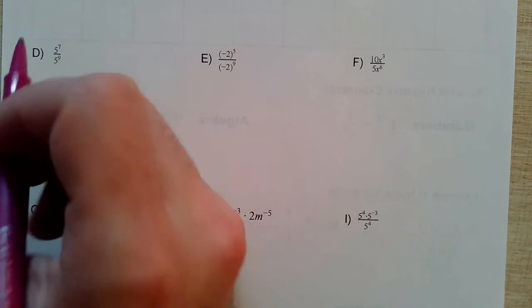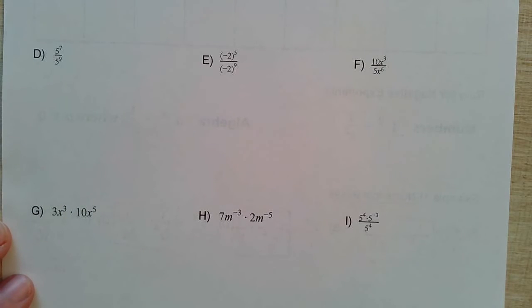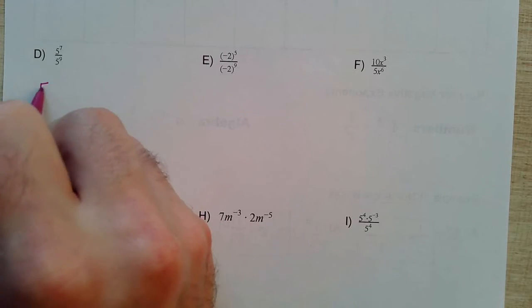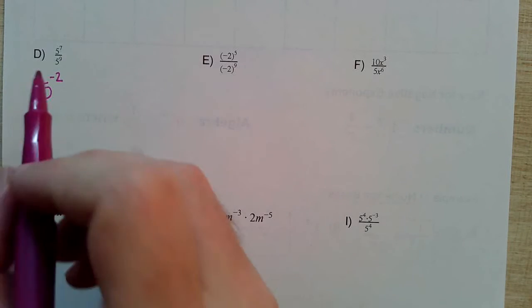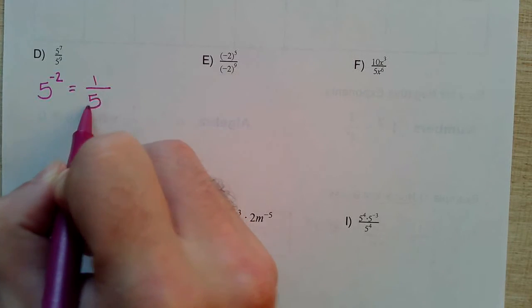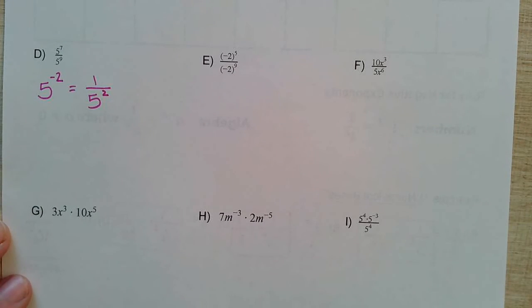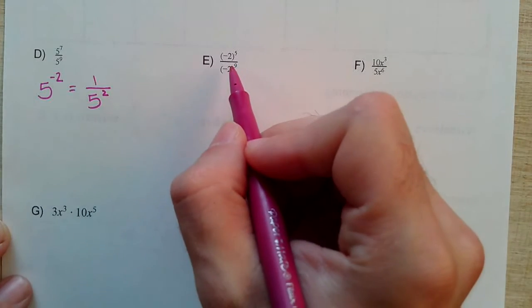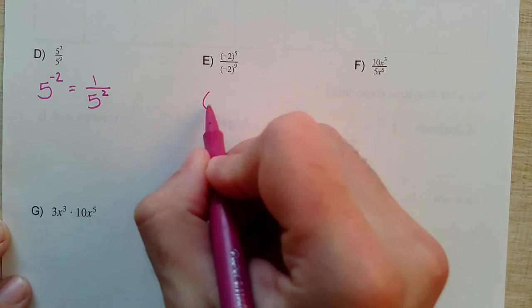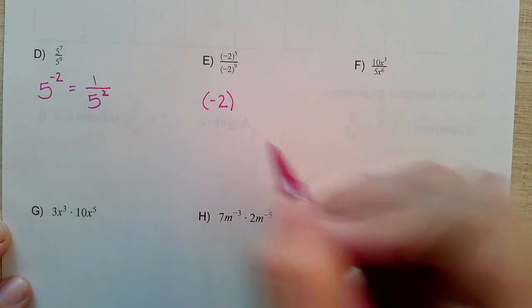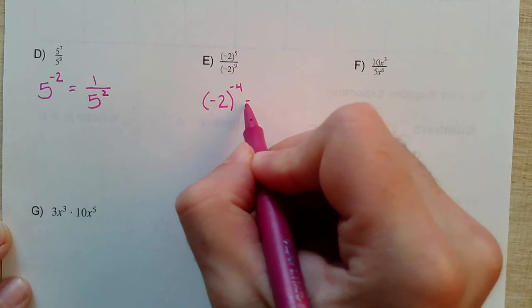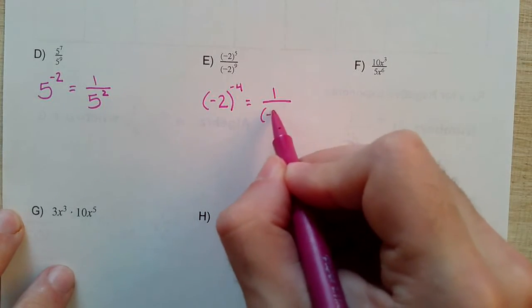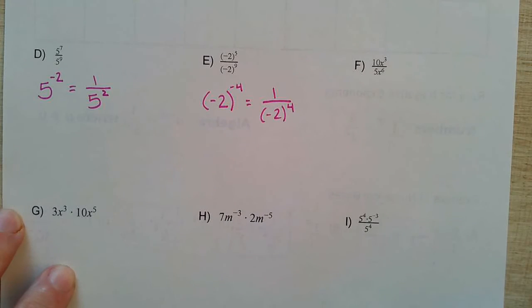In D, here I'm dividing. My division rule for powers is to subtract the exponents. So I keep my base. 7 minus 9 is negative 2. Here, I want to rewrite this so I no longer have my negative exponent. In E, again, we're dividing powers. Keep the base and keep those parentheses. 5 take away 9 is negative 4, which we'll go ahead and rewrite as negative 2 to the positive 4.